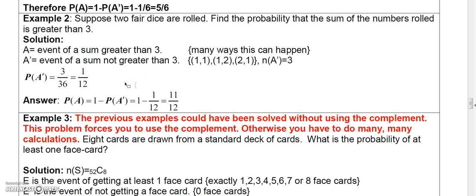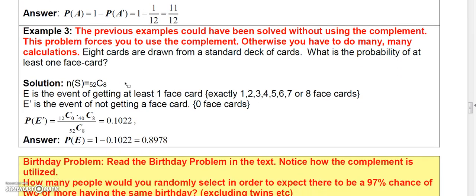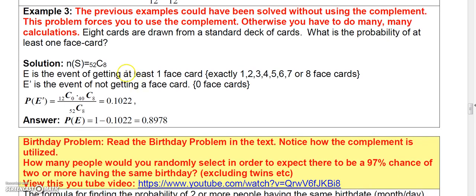Now to find the probability of A, just subtract that from 1, and so 1 minus 1/12 is 11/12. Those examples could have been solved without using the complement, but this next one is not one that you'd want to solve directly. You'd actually want to use the complement on this one. 8 cards are drawn from a standard deck. What is the probability of getting at least one face card? We know that the number of 8 card hands is 52 choose 8, so we'll hold on to that for later. Let's say E is the event of getting at least one face card.